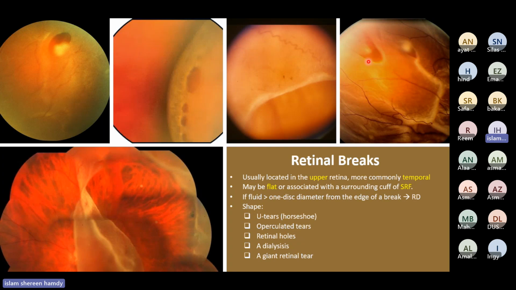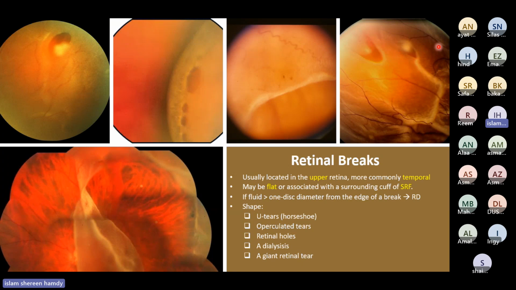And the main problem with both of them is that they can give access to the vitreous fluid to pass underneath the neurosensory retina and dissect it from the retinal pigment epithelium, what we call the rhegmatogenous retinal detachment. The shape of the retinal tear may vary. So we may have a horseshoe retinal tear, which is very, very common. So we have vitreous adherence at that point. That area was supposed to be here, but because the vitreous is pulling on that, it will cause that horseshoe or U-shaped retinal tear.